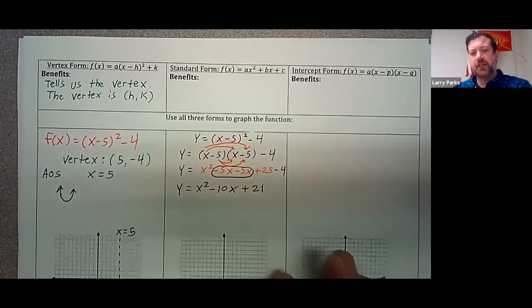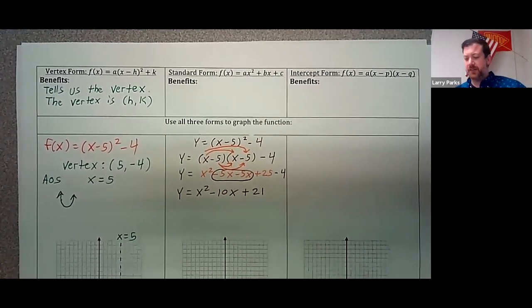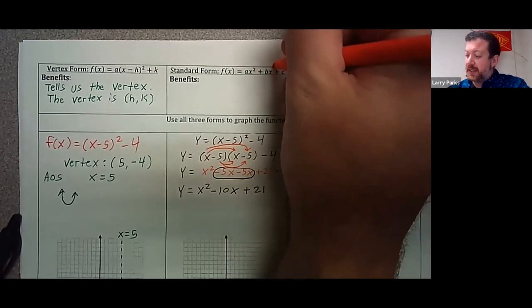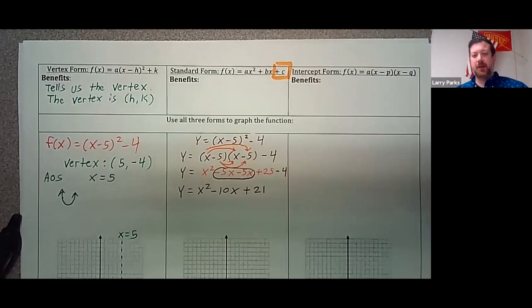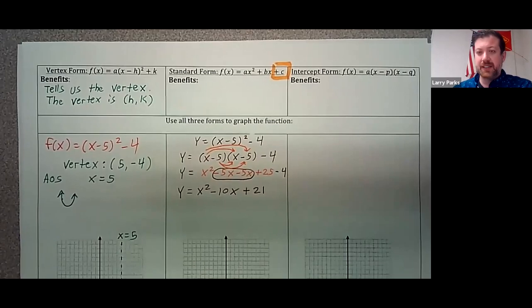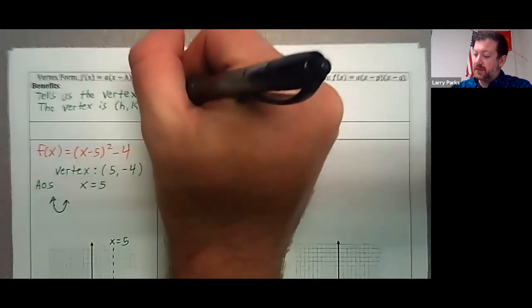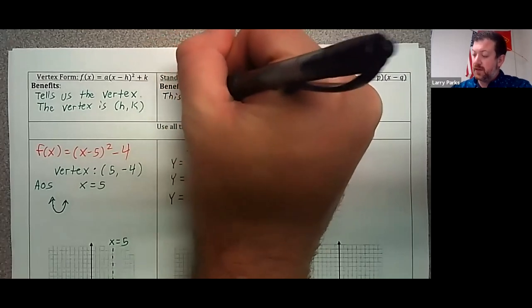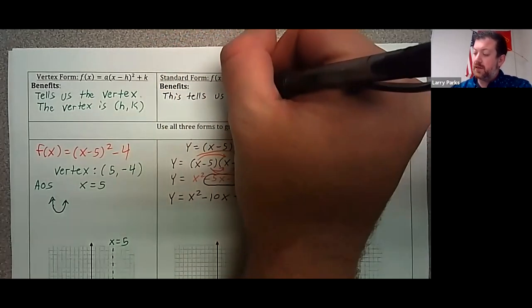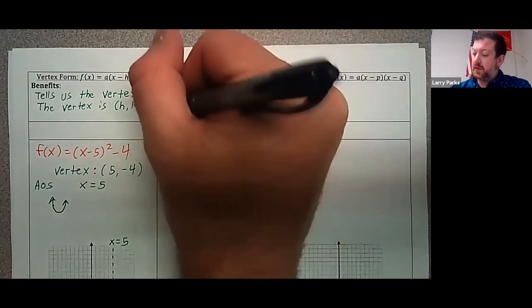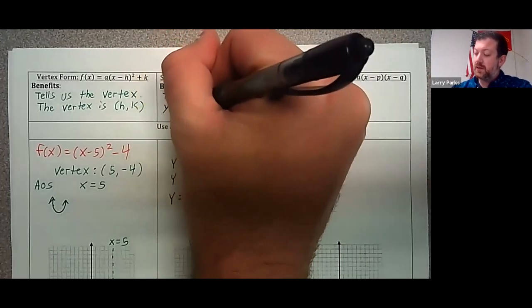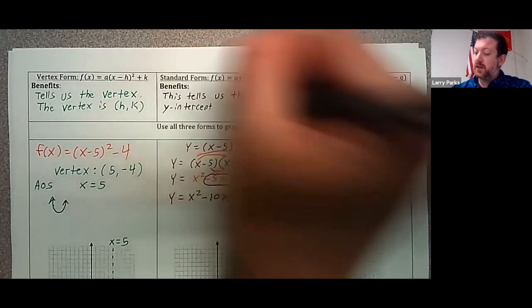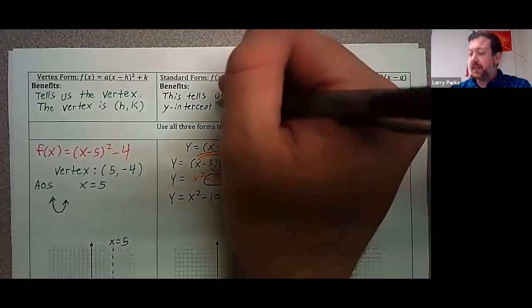So what does standard form tell me? Standard form tells me this right here is what I call my y-intercept. So the standard form, this tells us the y-intercept. So the C is the y-intercept.